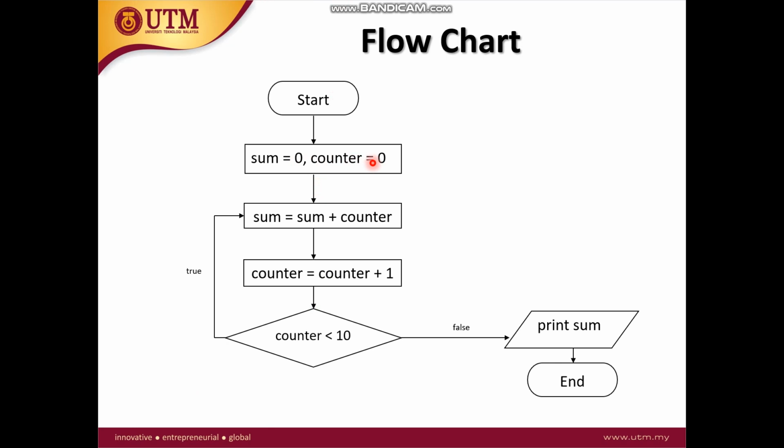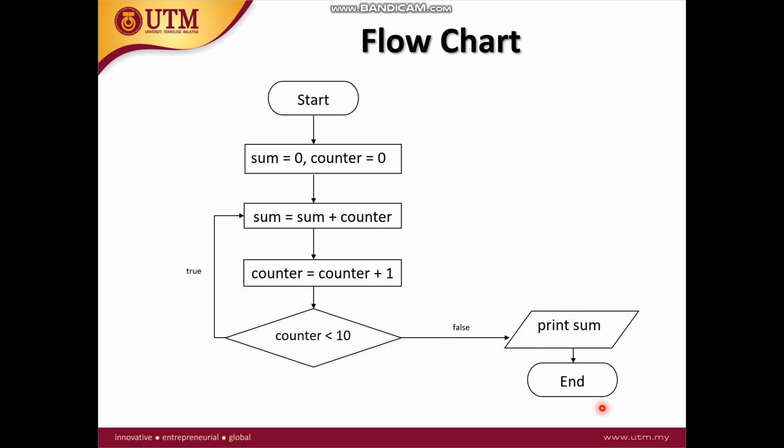This is the flowchart. Start, sum equals 0, counter equals 0. We are doing those two statements. Sum equals sum plus counter, and the counter is incremented by 1. Then it checks whether the value of the counter is less than 10 or not. If it is less than 10, it comes back here and executes those two parts again. If not, that means it is false, and it goes to this area which prints the summation and the end of the flowchart.